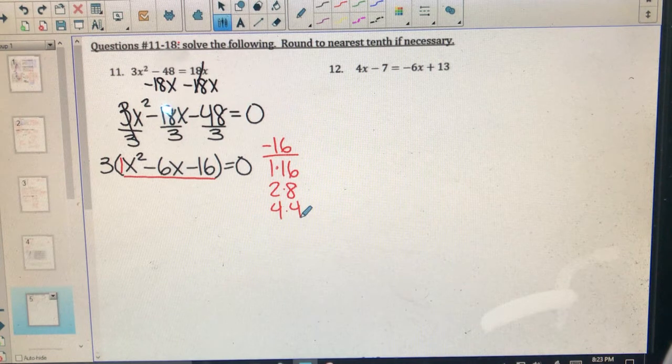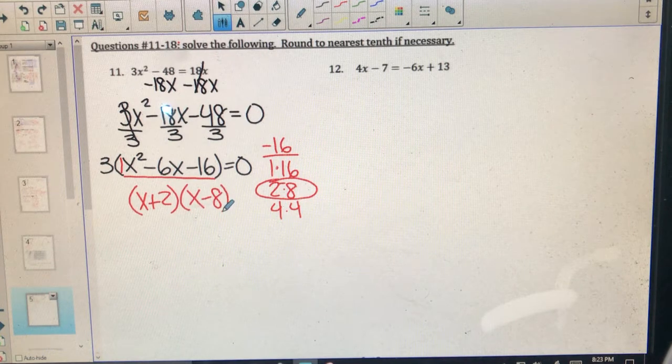Now again, I'm multiplying to a negative 16, which means my factors have to be 1 positive and 1 negative, and it's adding to a negative 6. So the pair that I'm going to use is a positive 2 and a negative 8, because 2 times negative 8 is negative 16, and 2 plus negative 8 is a negative 6. Now because this is the easy method, all I have to do is write it like this: (x + 2)(x - 8) = 0. Bring the 3 down.